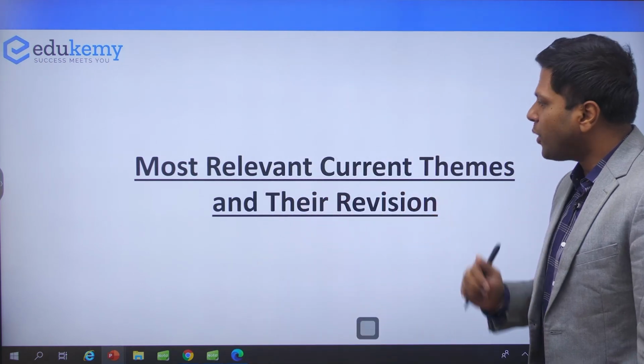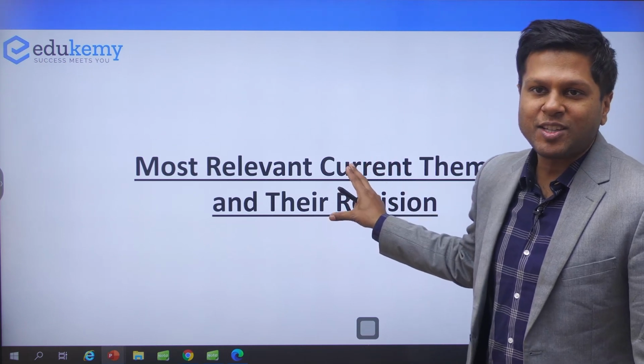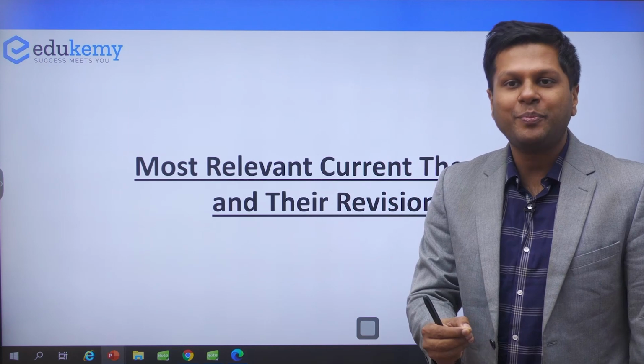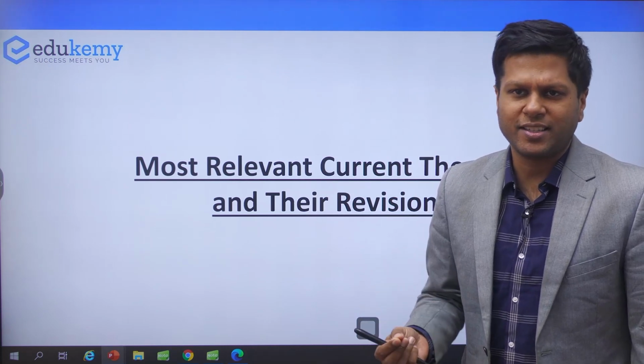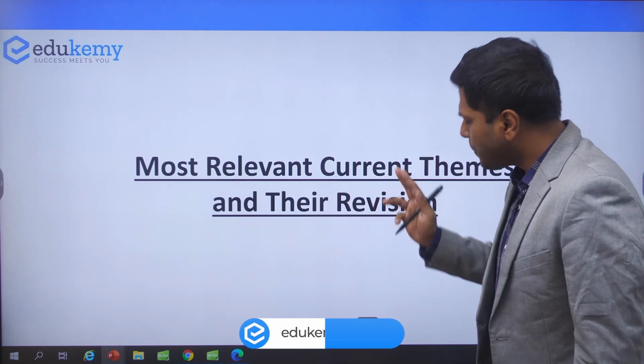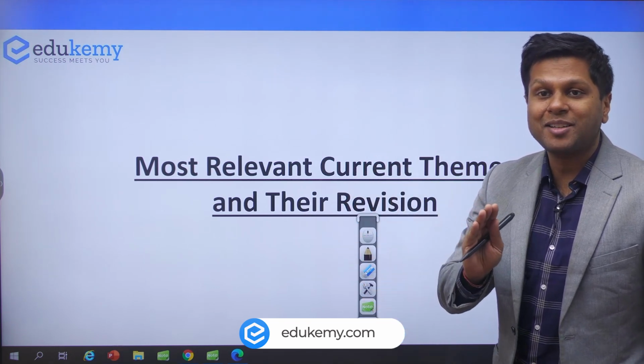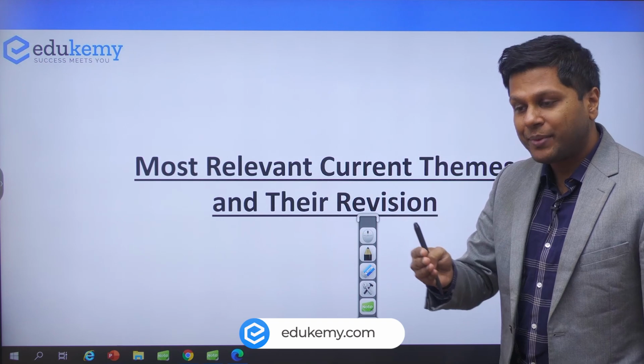One of the most sought after questions for the UPSC mains examination: the most relevant current themes and their revision. This is not only important for people appearing in the examination in the coming week in January, but also for those who will be appearing next year or the year after. Because in this critical time, all of you will be able to simulate what to do in the last days, or reverse engineer it.